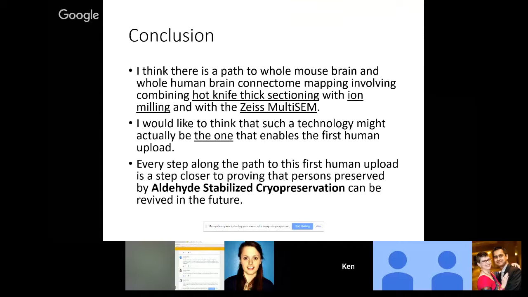And I want to stress again here that every step along this path to the first human upload is a step closer to proving that persons preserved by aldehyde stabilized cryopreservation can be revived in the future.